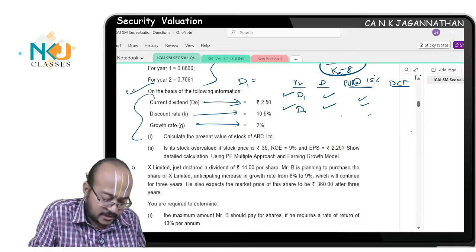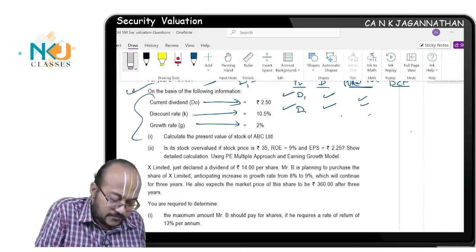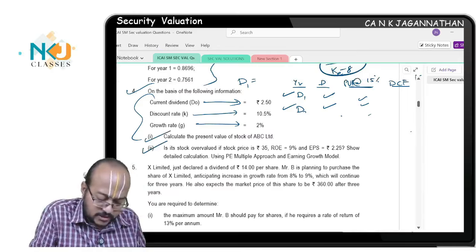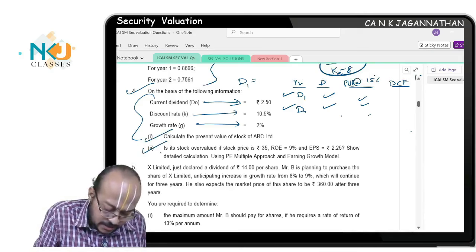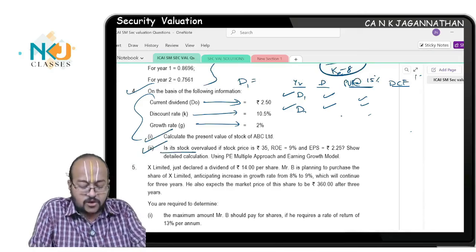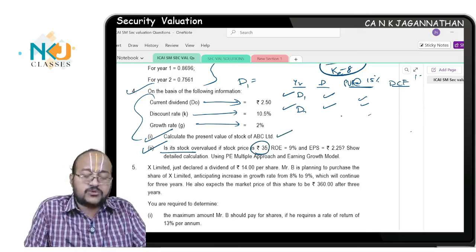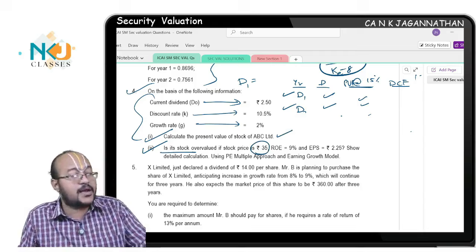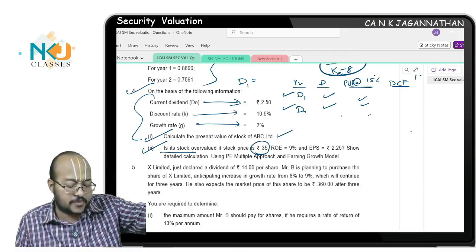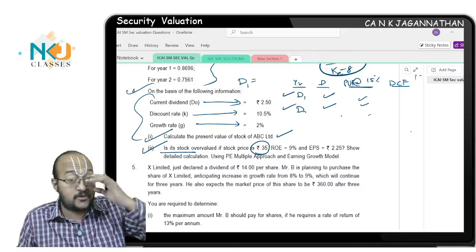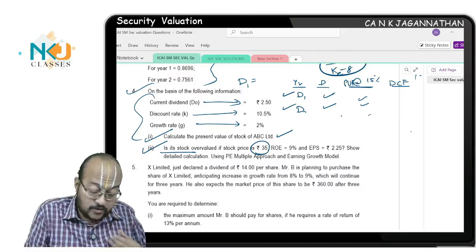Now, see the second part, what they are asking in the second part of the solution. This is straightforward, first part. Second part, is the stock overvalued if the stock price is 35? See, now we have to find the value of the stock. Use the formula, find the value of the stock. Then compare it with the quoted market price. The quoted market price is 35, and compare the fair value of the share. Already we have found out.